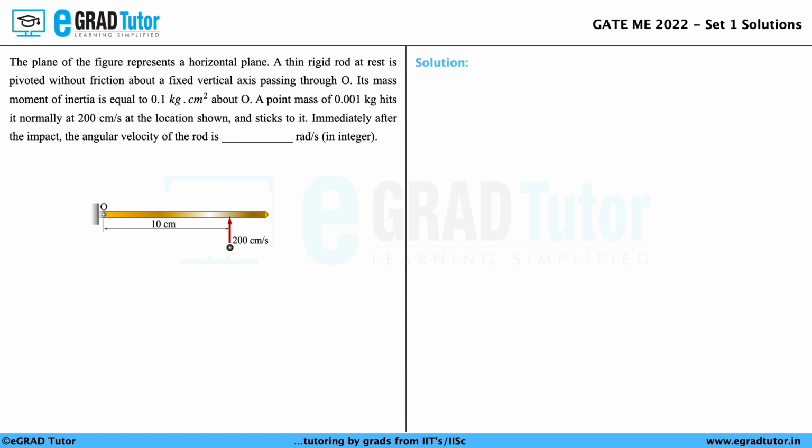The plane of the figure represents a horizontal plane. A thin rigid rod at rest is pivoted without friction about a fixed vertical axis passing through point O. Its mass moment of inertia is equal to 0.1 kg cm² about O. A point mass of 0.001 kg hits it normally at 200 centimeters per second at the location shown and sticks to it. Immediately after the impact, the angular velocity of the rod is.